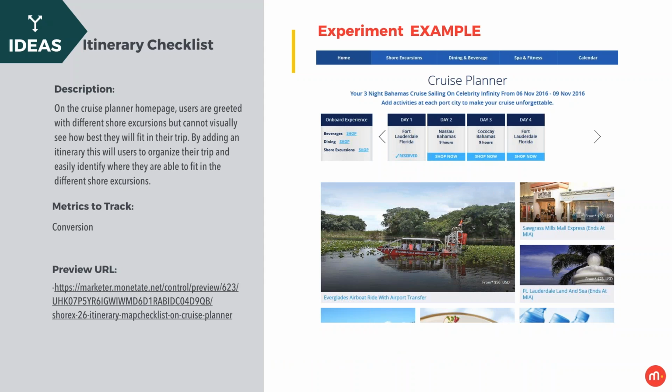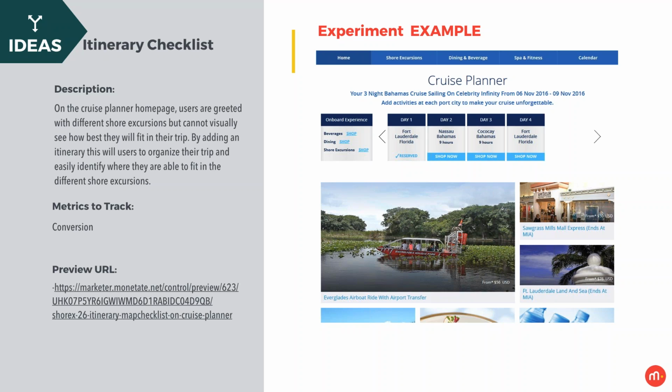But we found that it was hard to visualize how some of these really cool excursions would fit best on their trip. So what we proposed was adding a cruise planner itinerary in there, so users can easily find out which excursions would work best for them.